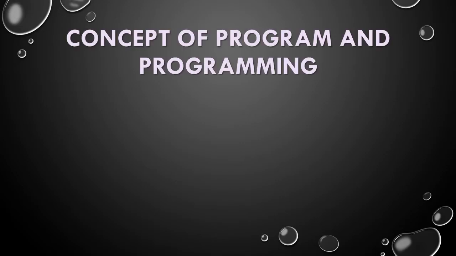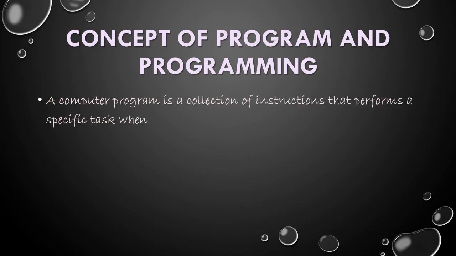Now moving on towards concept of program and programming. A computer program is a collection of instructions that performs a specific task when executed by a computer. So computer program, it is a collection of instructions. Likewise, I am instructing you to do the homework in a particular manner. Similarly, a computer program is a collection of instructions that we, the human beings, are giving the computer to perform a specific task.